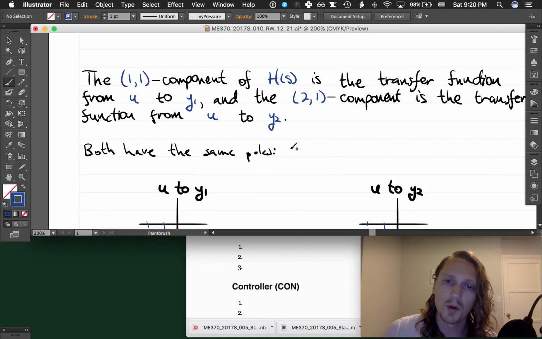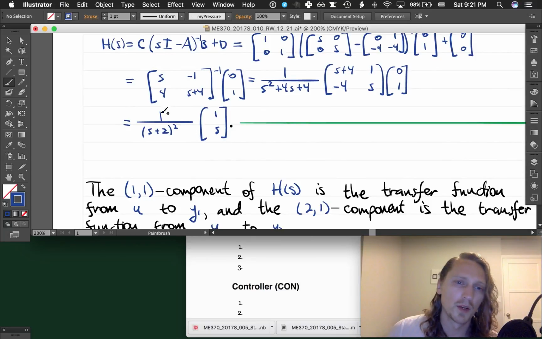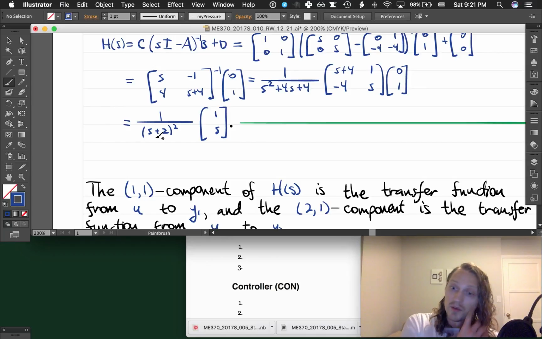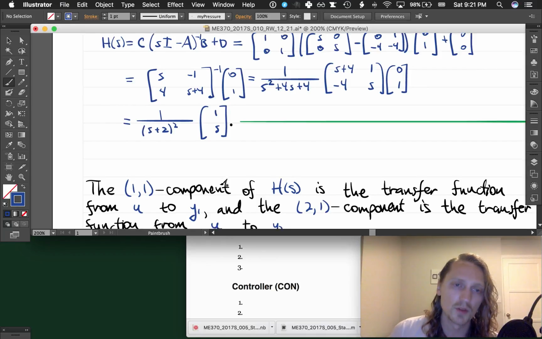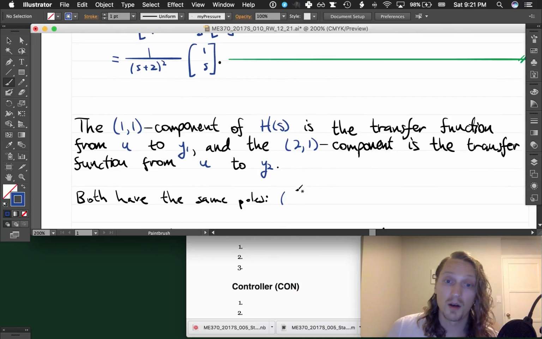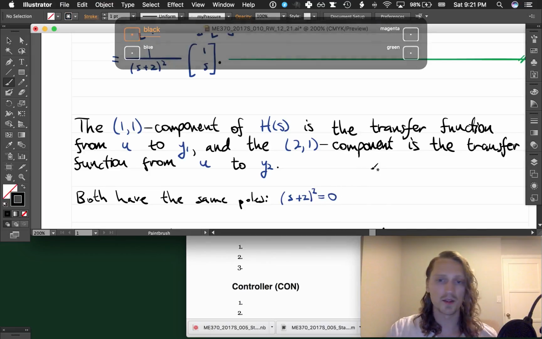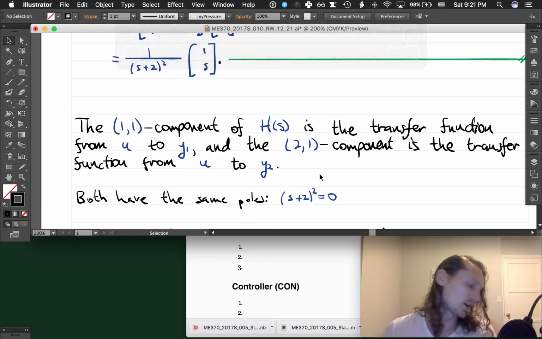Those poles are found whenever the denominator is 0, right? The denominator is the same for both of these transfer functions. It's (s+2)^2. So to find out where those poles are exactly, we can just say (s+2)^2 = 0, and let's solve for s to find out when this is the case.